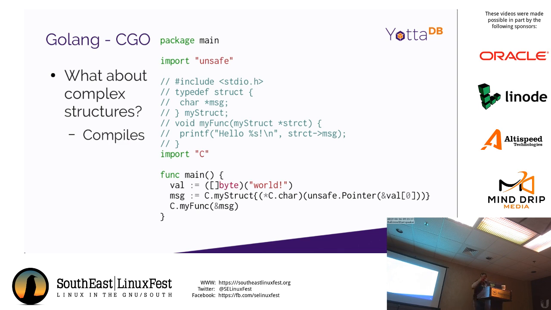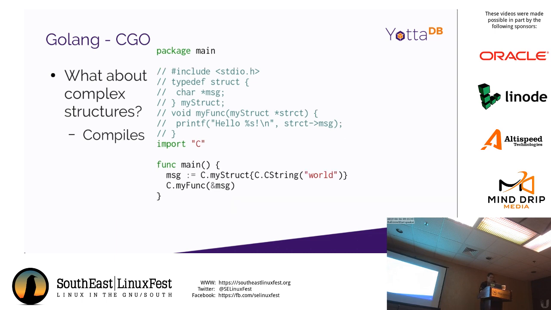But any observant people want to point out what's wrong with this? Right, we have a pointer to a Go item inside a structure, which we are taking a pointer of and passing into a C function. So it compiles because Go doesn't know this at compile time, because it's not quite as strict about these things as Rust. But when we try to run it, it will fail. It might take some time. You might have to run it many times, but it will fail. Right?